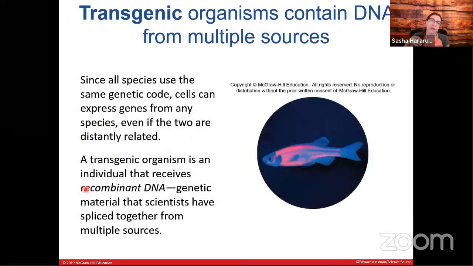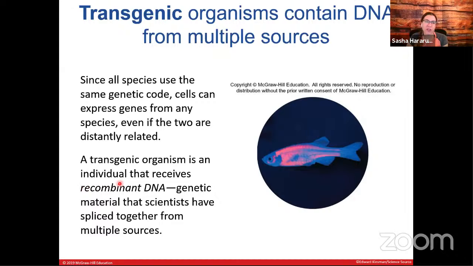So transgenic organisms contain DNA from multiple sources. Since all of the species use the same genetic code, the cells can express genes from any species. So if we take a gene from one species and somehow transfer it to the cells from another species, the gene will still be expressed because the cells will still synthesize messenger RNA. This messenger RNA will carry this recipe to a ribosome. And within the ribosome, tRNA will still bring in amino acids to create a protein.